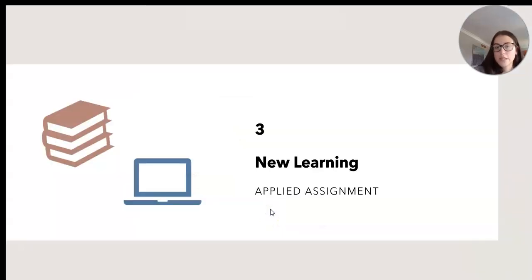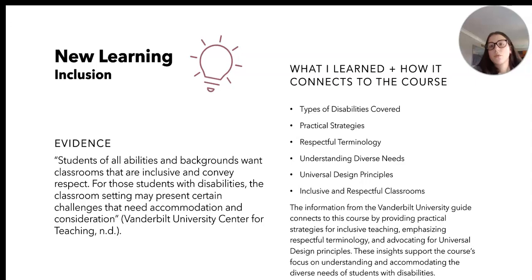Next up, we're going to cover the new learning section of this assignment. So in the new learning section, starting off with inclusion, what I learned about this and how it connected to the course was the types of disabilities covered, practical strategies, respectful terminology, understanding diverse needs, universal design principles, and inclusive and respectful classrooms. So all the information I got from this Vanderbilt University source connects to the course by providing strategies for inclusive teaching, emphasizing respectful terminology, and advocating for universal design principles, which we covered a lot in this course. These insights support this course's focus on understanding and accommodating the diverse needs of students with disabilities.